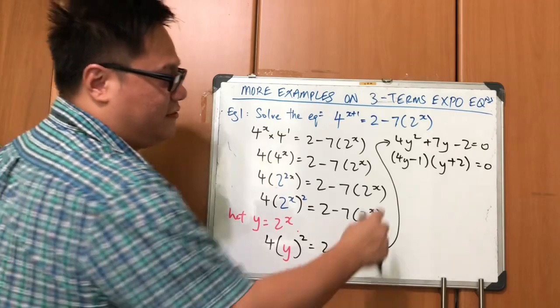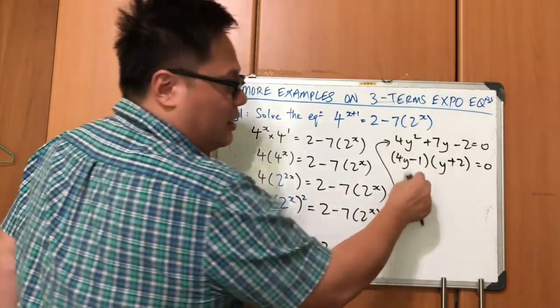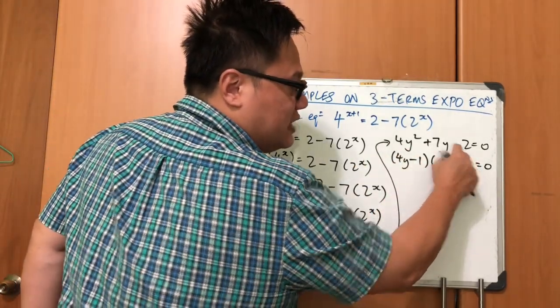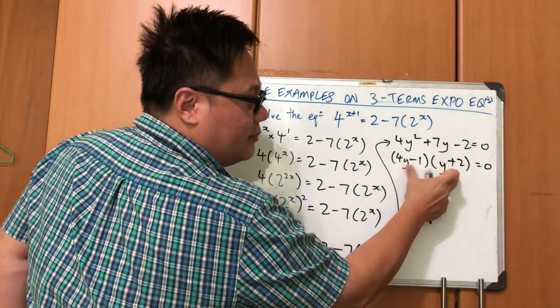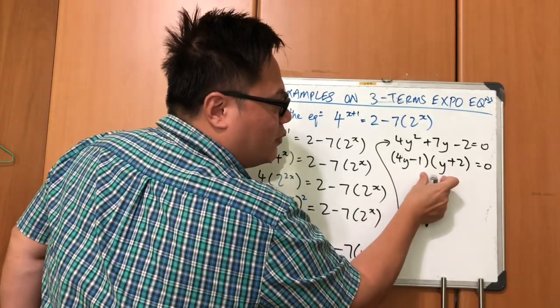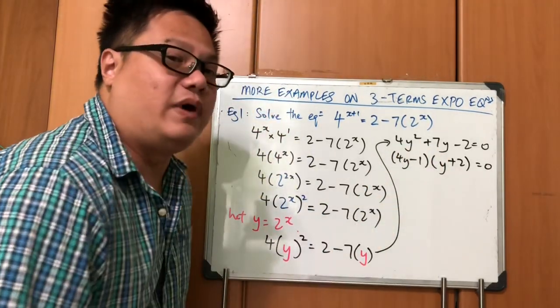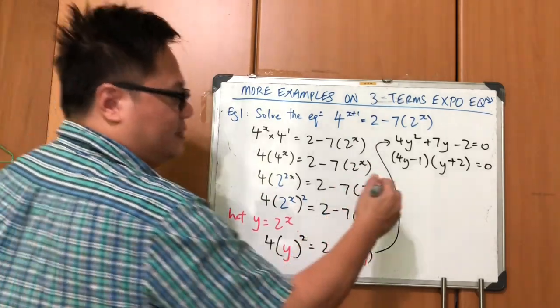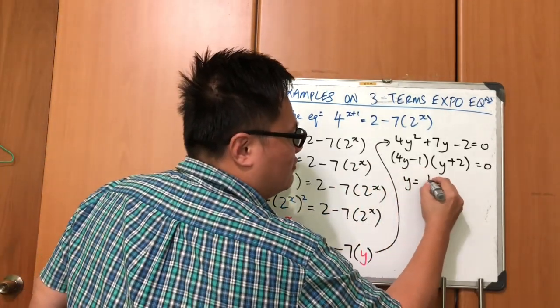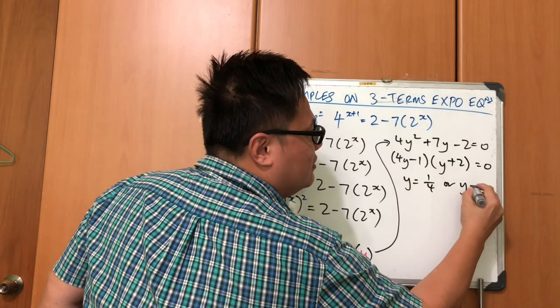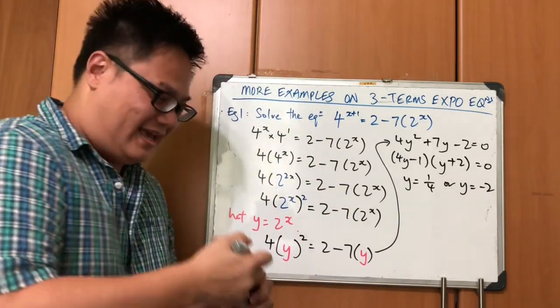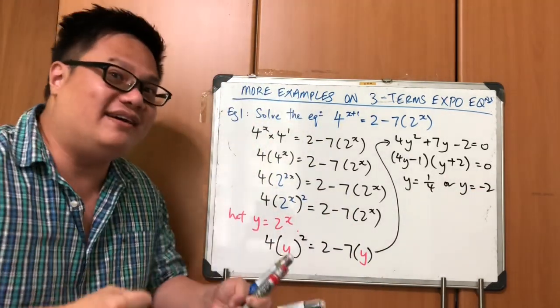Double check: 4y times y is 4y squared. Negative 1 times positive 2 is negative 2. 8y minus 1y is positive 7y. So I know I'm correct. From here, this tells me that y equals 1 over 4 or y equals negative 2. Yay! Can I pop the champagne and celebrate now?